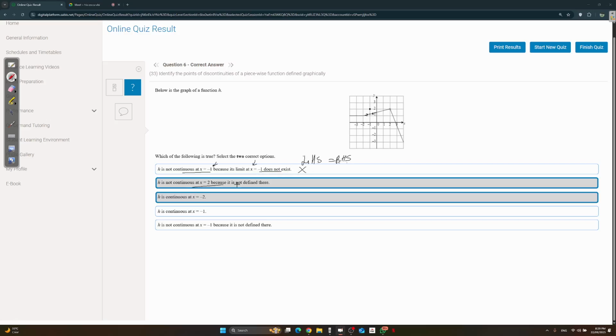H is not continuous at x equals 2 because it is not defined there. At x equals 2, look, there's no shaded circle, so it's not defined. H is continuous at x equals negative 2. Why would it not be continuous? Obviously, it's continuous. There's nothing to worry about. H is continuous at x equals negative 1? The second you see a hole, it's not continuous. H is not continuous at negative 1 because it's not defined there. No, it is defined there. Look, there's a shaded circle above, so it is defined.